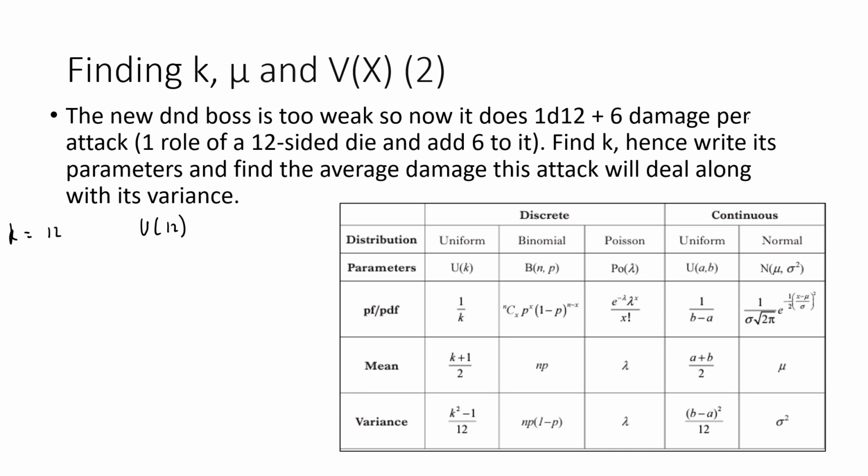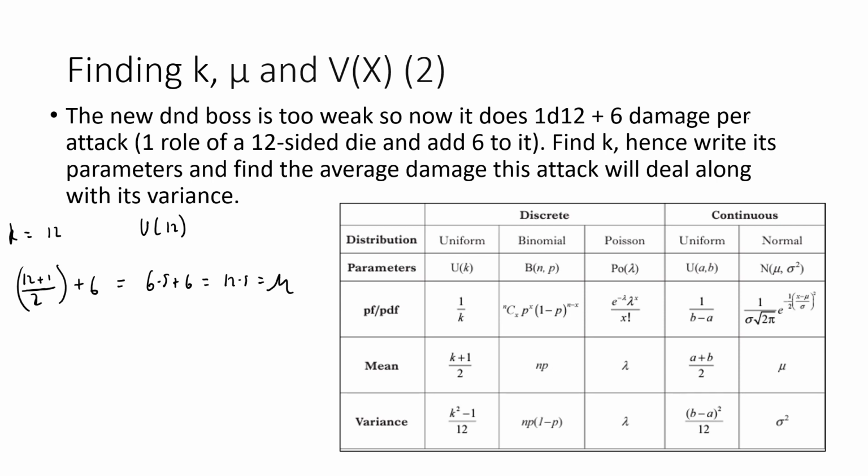The mean, and this is where it gets a bit tricky here, you start off at 12 plus 1 over 2, but then since you're adding 6 to the final roll, you add 6 to the mean as well, which is 6.5 plus 6, which gives us 12.5, which is the mean.